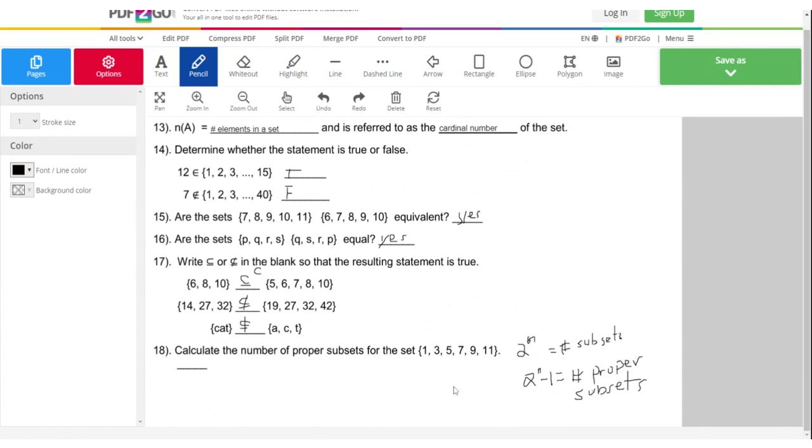So how do we find this? We're going to use the second formula because it says proper subsets. 1, 2, 3, 4, 5, 6. And 2 to the 6 is 64. So there's 63 proper subsets.